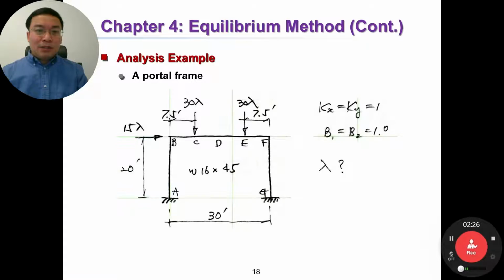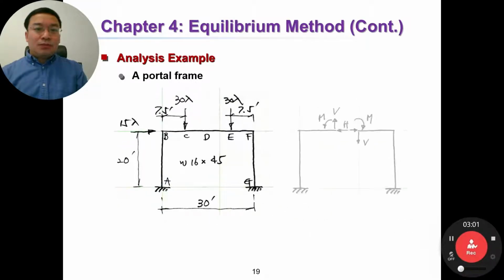This problem requires us to determine lambda, the load factor lambda, and that's why we call this an analysis problem. This is an analysis problem. Okay, so remember the 8 steps that I already mentioned, and we apply that procedure to analyze this problem. Okay, here we go.